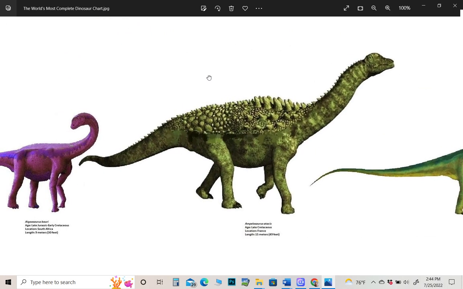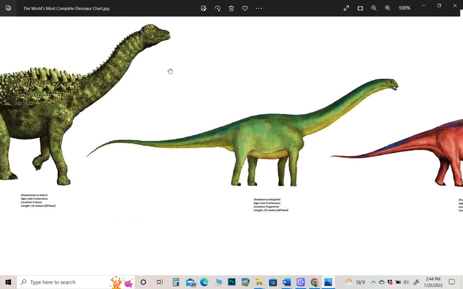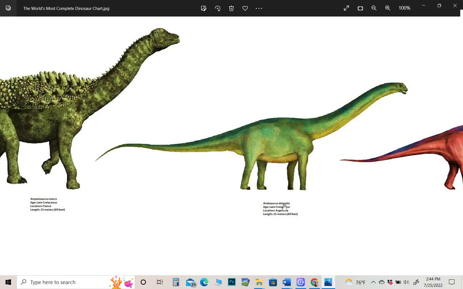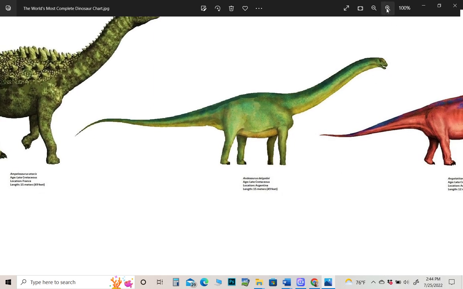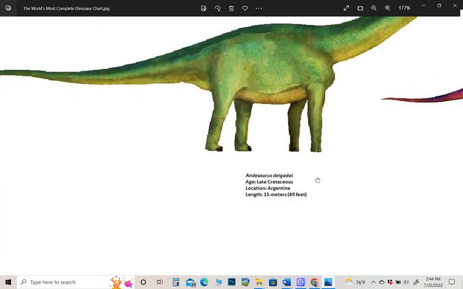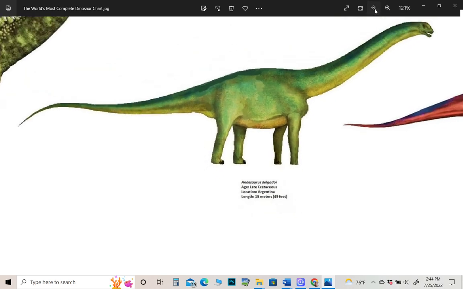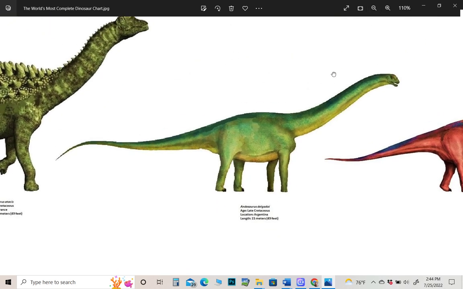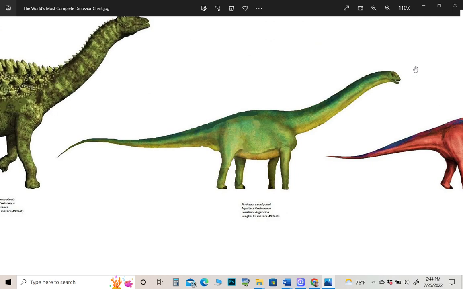Algosaurus, Ampelosaurus. Oh, and by the way, quick comment. You should obviously know this. You can see here that every one of these is labeled with the genus and species, and then there's the age, the location, and the approximate length. But that kind of goes without saying because you can see those.